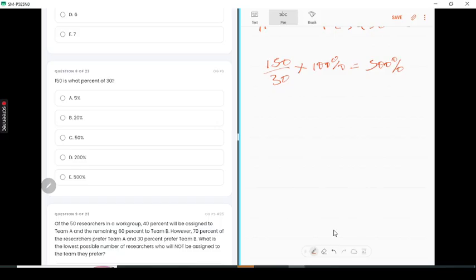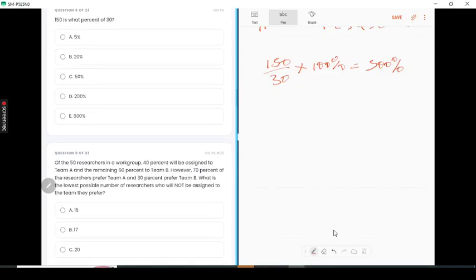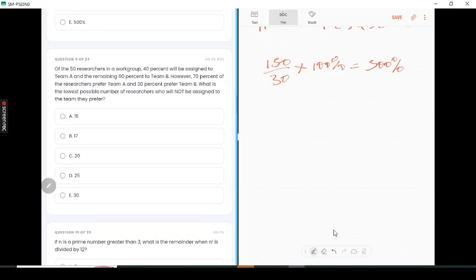Let's move on now. Of the 50 researchers in a work group, 40% will be assigned to team A and the remaining 60% to team B. 70% of the researchers prefer team A and 30% prefer team B. What is the lowest possible number of researchers who will not be assigned to the team they prefer?